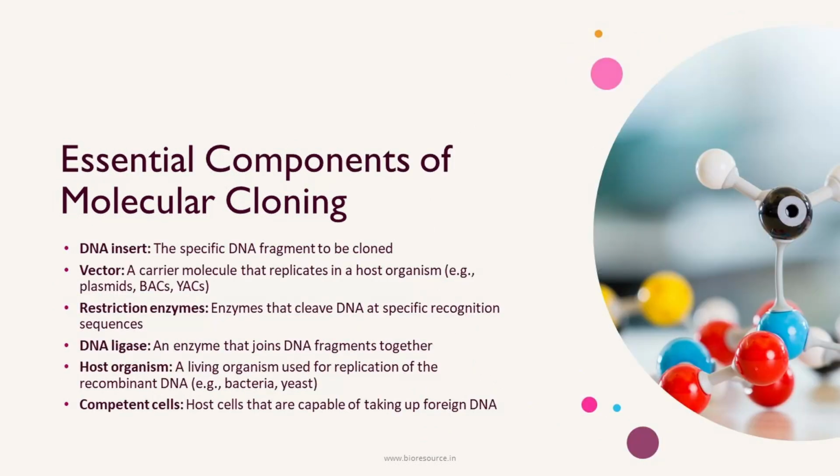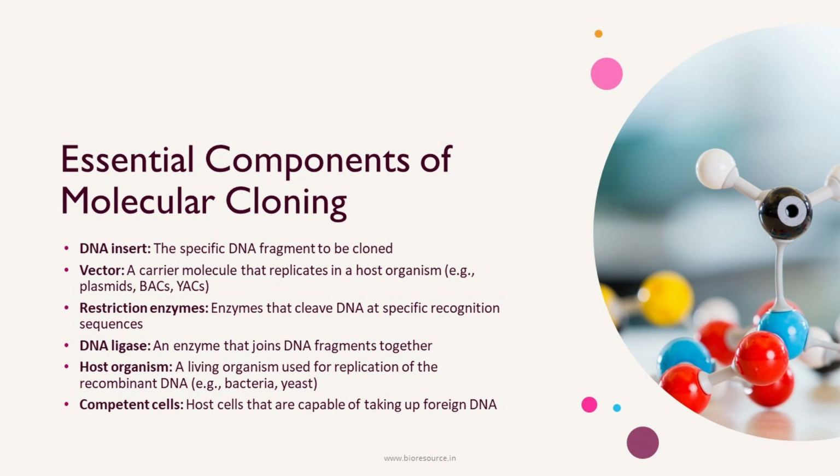What are the essential components of molecular cloning? Successful molecular cloning relies on several key components. The DNA insert is the target DNA fragment we want to clone. Vectors such as plasmids, bacterial artificial chromosomes, or yeast artificial chromosomes act as a carrier for the insert and facilitate replication within the host organism. Restriction enzymes are molecular scissors that cut DNA at specific recognition sequences, generating fragments with complementary overhangs, called sticky ends or blunt ends. DNA ligase then acts as a molecular glue, stitching together the insert and vector DNA to form a recombinant molecule.